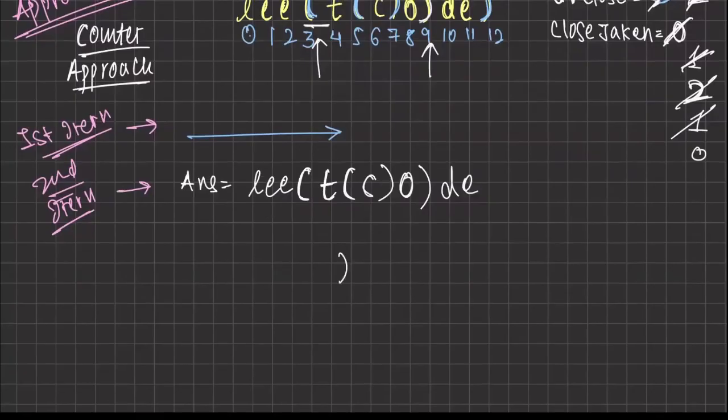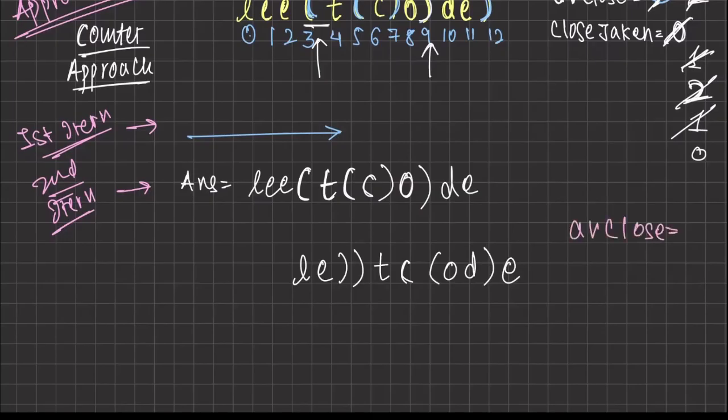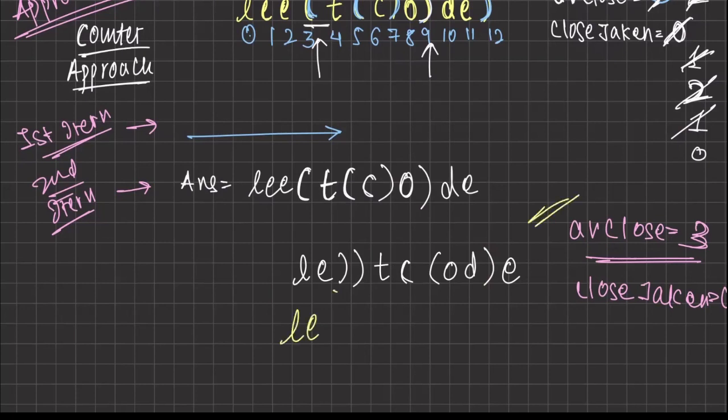For example, let's say L E T C bracket O D bracket E. So here you can see, in the first iteration, we will again calculate available closing, and that is 1, 2, and 3. So let's make it 3. Now close taken is currently 0. So let's iterate over it. In the first iteration, we have counted the available closing, LE. Now we will take this.